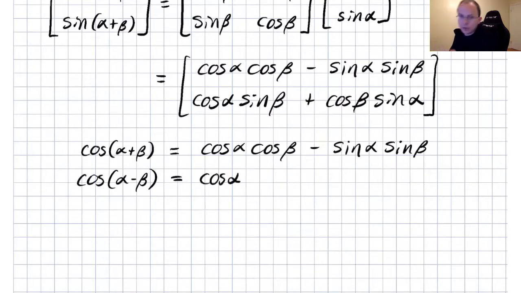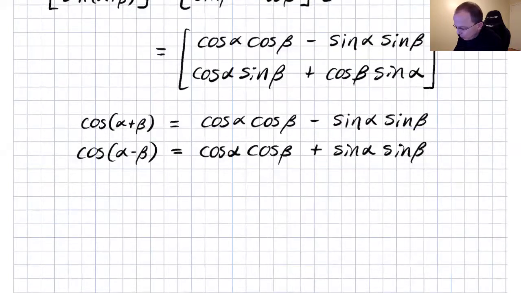Cosine is an even function, so when you put a minus beta in there, it doesn't change anything. So we just get cosine beta again. However, sine is an odd function, so when you do sine of minus beta, you end up getting minus sine of beta. So we end up having this now. And now we're almost done. We just add these together.